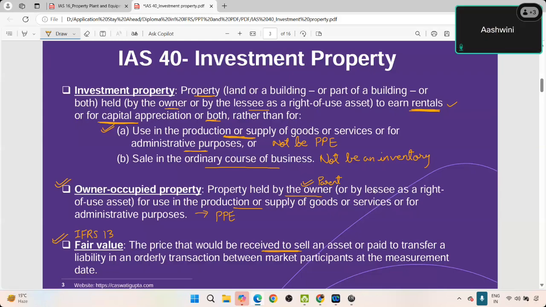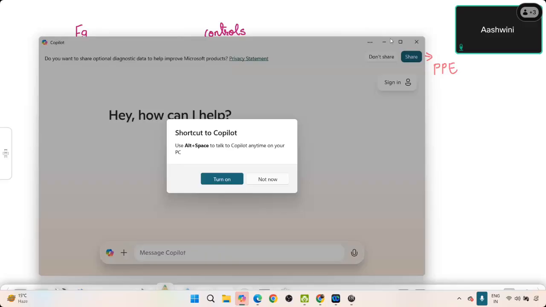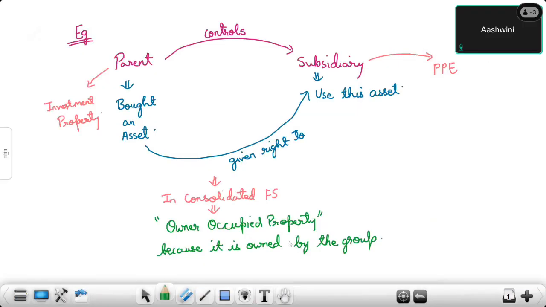Ma'am, in the reverse case, if the parent company considers this property, plant and equipment and the subsidiary considers it as investment property, in that case what will be the end result?